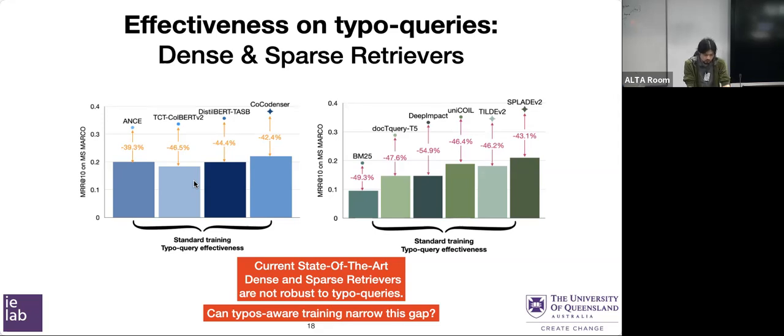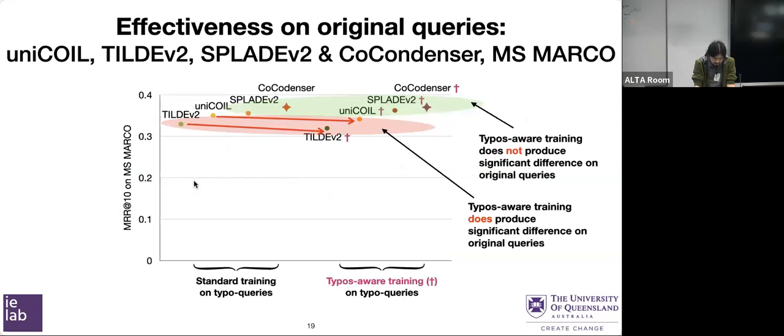Dense retrievers exhibit slightly higher robustness than sparse retrievers, and among them, ANCE shows the least degradation due to typos. We further want to know, does typos-aware training work? For fair comparison, we retrained these models, and the results show that typos-aware training is less effective for TILDEv2 and uniCOIL. The improvement for queries with typos is marginal. When compared to the original training, TILDEv2 and uniCOIL trained with typos-aware training achieved lower effectiveness.